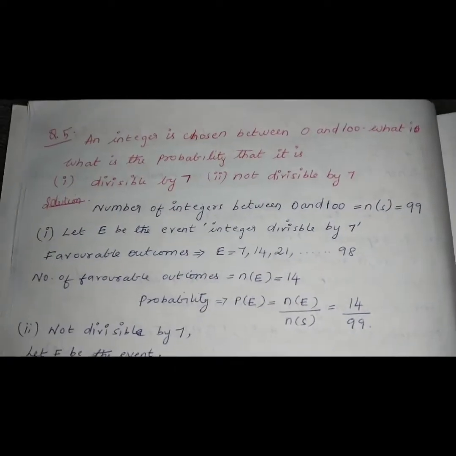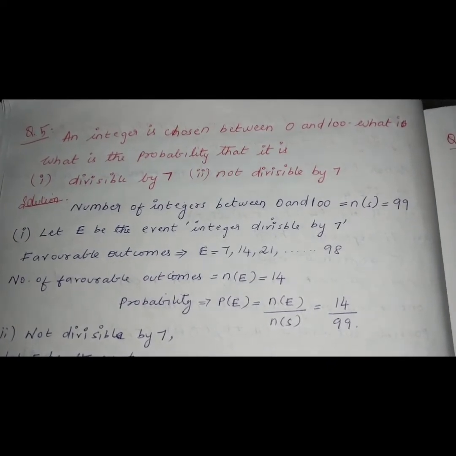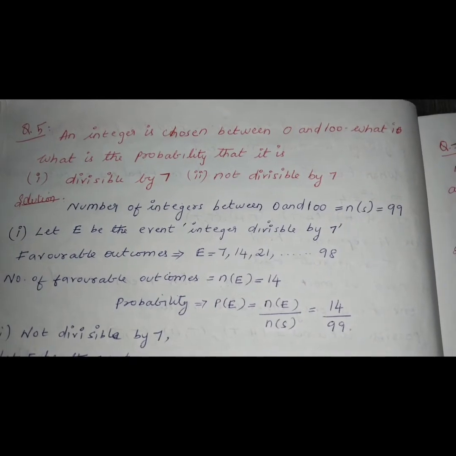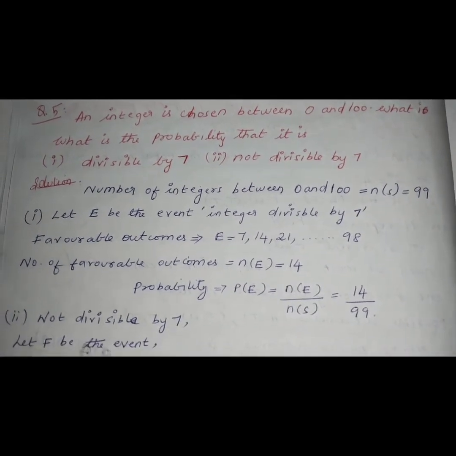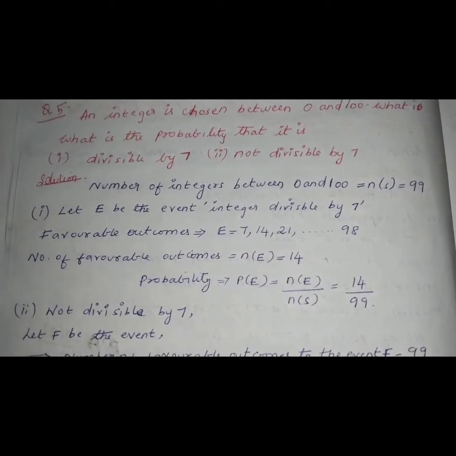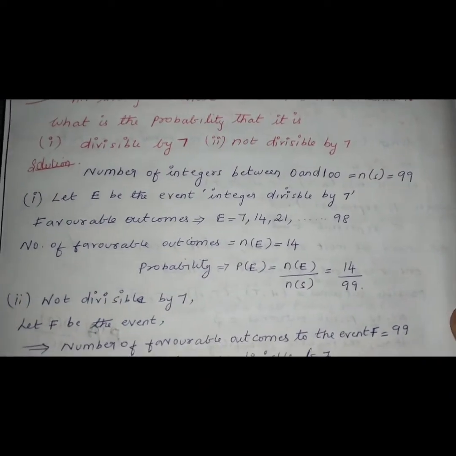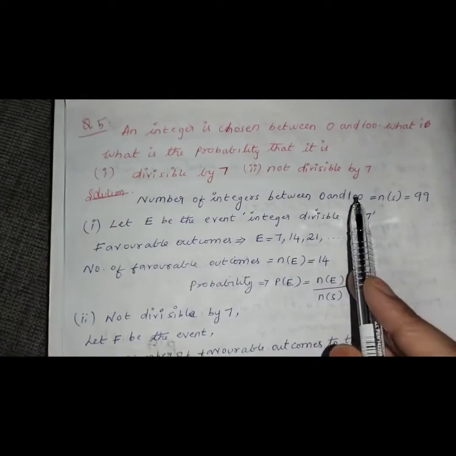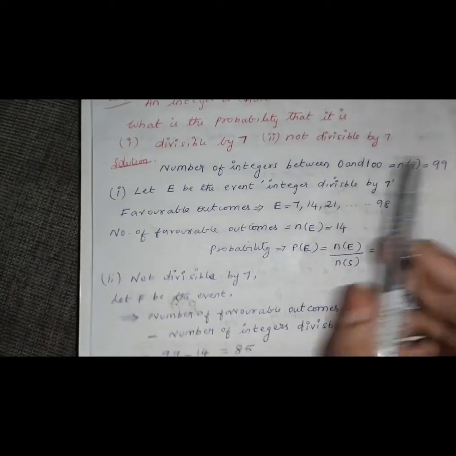Next question is question number 5. An integer is chosen between 0 and 100. What is the probability that it is divisible by 7, and not divisible by 7? First we need to write the value of n of S. The number of integers between 0 and 100 is 99.